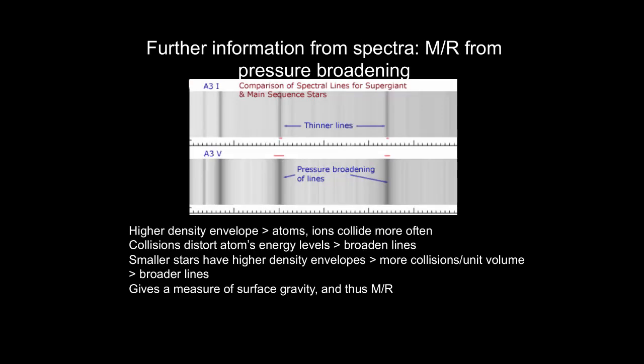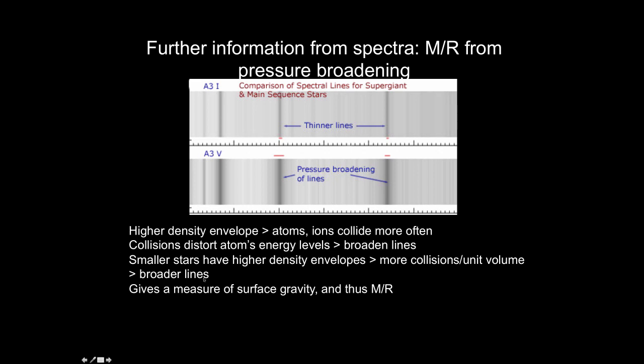Another type of broadening occurs because when atoms collide with each other, they slightly distort the energy levels, and that has an effect of broadening the lines. This is called pressure broadening because it depends on the pressure and density of the gas. The higher the density, the more often atoms and ions collide, and you get broader lines.